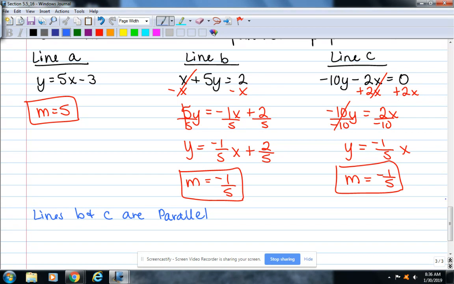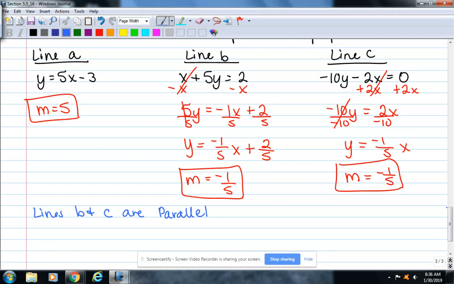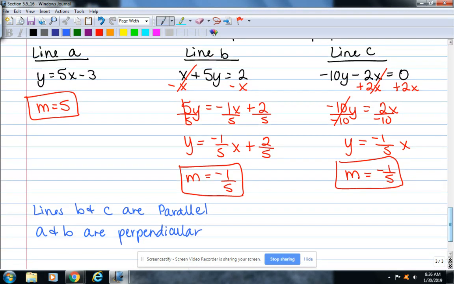So what lines? Okay, tell me something. What's perpendicular? Give me two that are perpendicular. A and B, because if I take 5, put it over 1, flip it, change the sign, I get negative 1/5, right? So A and B are perpendicular. What else can I say? A and C are perpendicular.